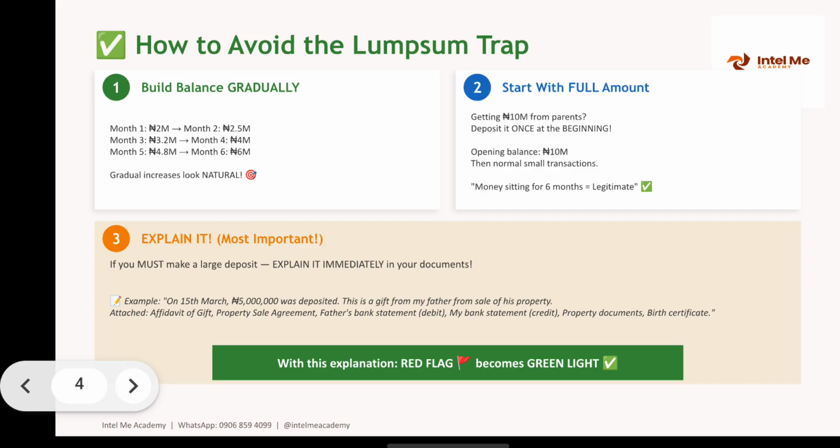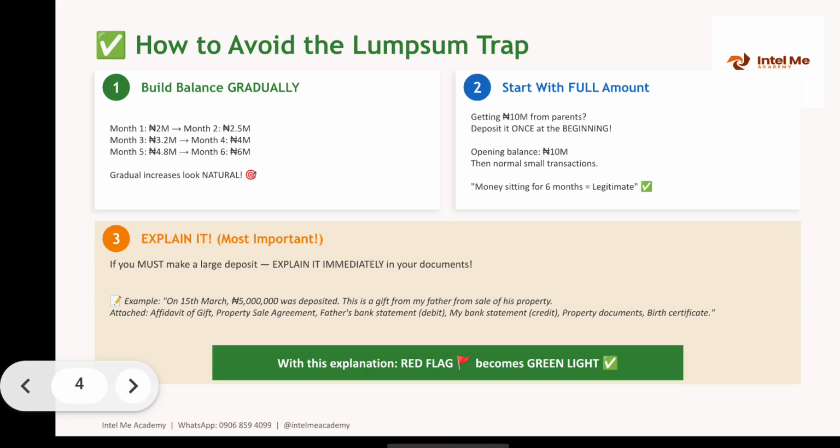Now here's how to avoid the lump sum trap. You build the balance gradually. That's one way to avoid it. 2M, 2.5, just taking it up gradually over a period of time. And you can also start with the full amount and let it sit there for long, and you must also be able to explain it. If it's source of income, you show proof. If it's business, if it's that you sold something some years back, make sure that even as it is sitting there, you explain it properly.